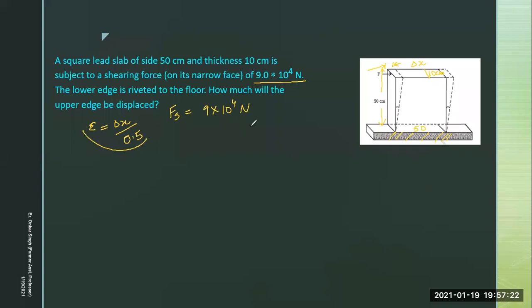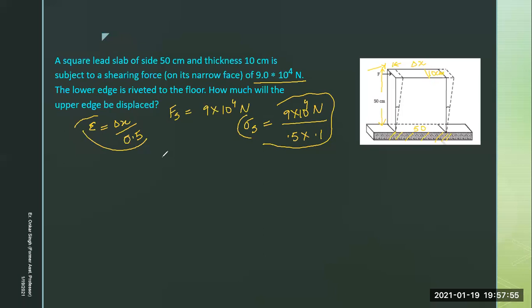And let's calculate shear stress. Shear stress is shearing force. Shearing force is 9 into 10 raised to power 4 Newton, right, divided by the area. So area is, you see, 50 into 10, so that is 0.5 into 0.1 meter square. Am I right? So see, students, from here you are able to calculate the shear stress. From here you got the shear strain, only one variable, delta x.